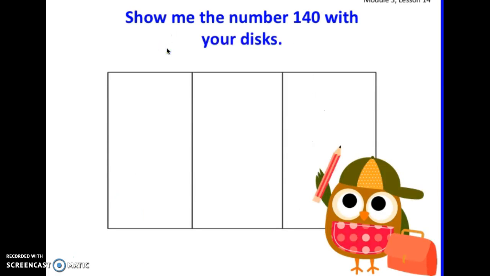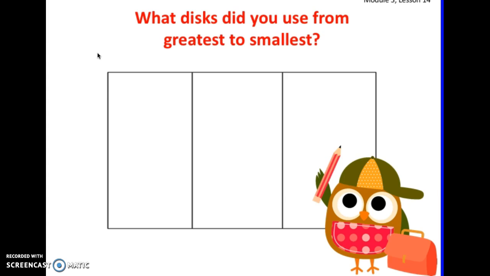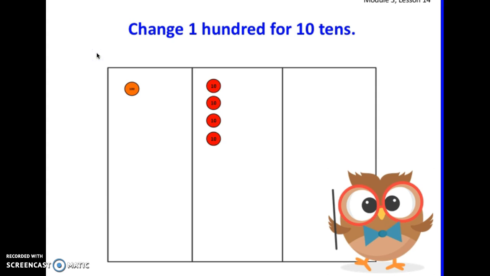This time I want you to show me the number 140 with your discs. What discs did you use? From greatest to smallest. Greatest means biggest and smallest means, well, that's the smallest ones. Remember, we want to get to 140. So what are we going to do? We're going to put 1 hundred, 4 tens, 140. Easy. But I want you to do something. I want to change that 100 for tens. How would I do that?